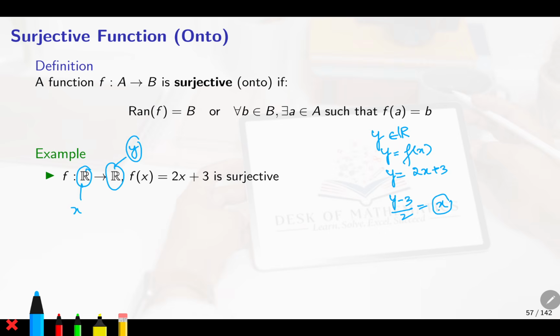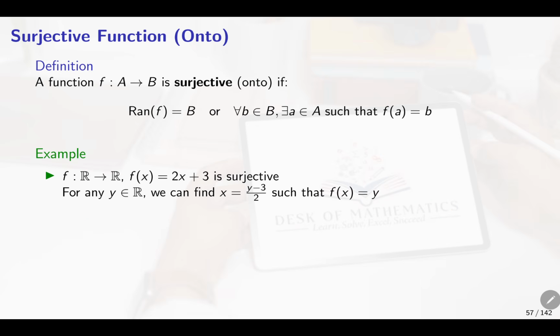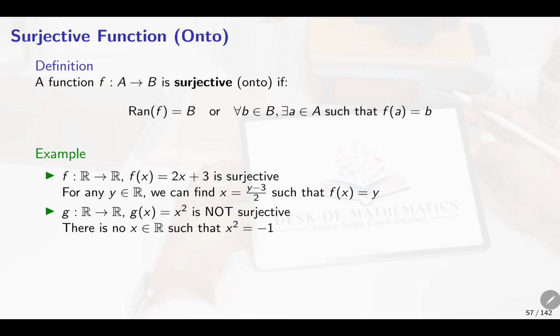Now you have to check, is this x always an element of your R? y is a real number, minus 3, real number minus real number is a real number, real number divided by 2 is a real number, so this is again a real number. So that means every real number in the codomain has a real number in the domain. That means it is onto. Okay, so this is the working rule.